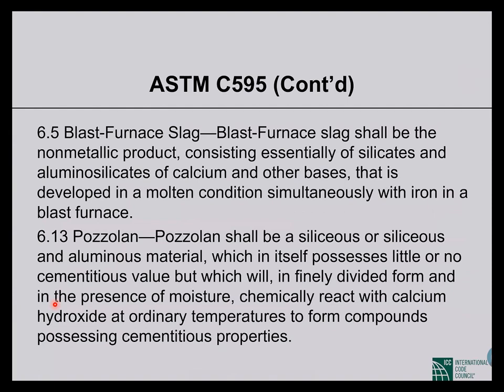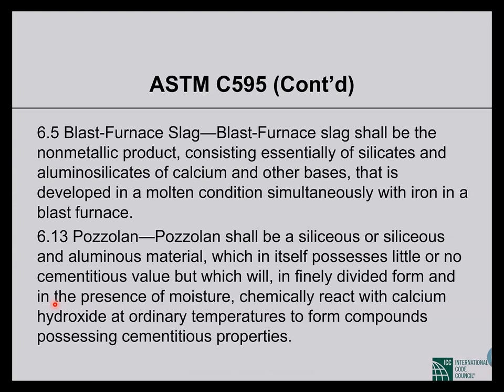Now, the definition of blast furnace slag, as mentioned in ASTM C-595: blast furnace slag shall be the non-metallic product consisting essentially of silicates and aluminosilicates of calcium and other bases that is developed in a molten condition simultaneously with iron in a blast furnace. So while producing steel in a blast furnace from iron that is extracted from iron ore, the impurity on top of the steel, the molten impurity of other metals, that is blast furnace slag.